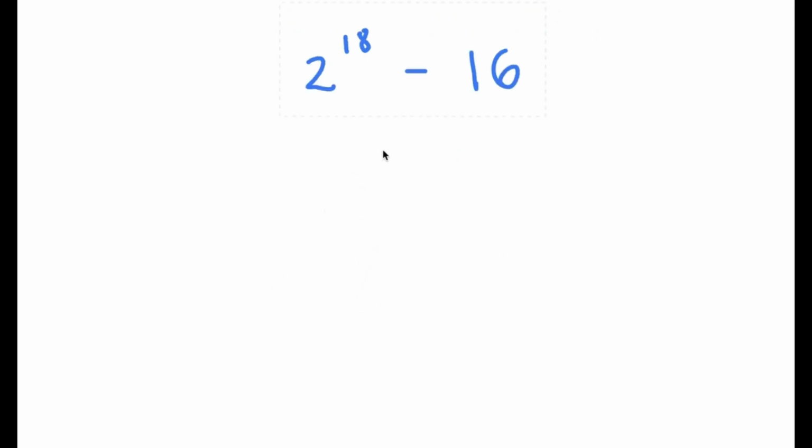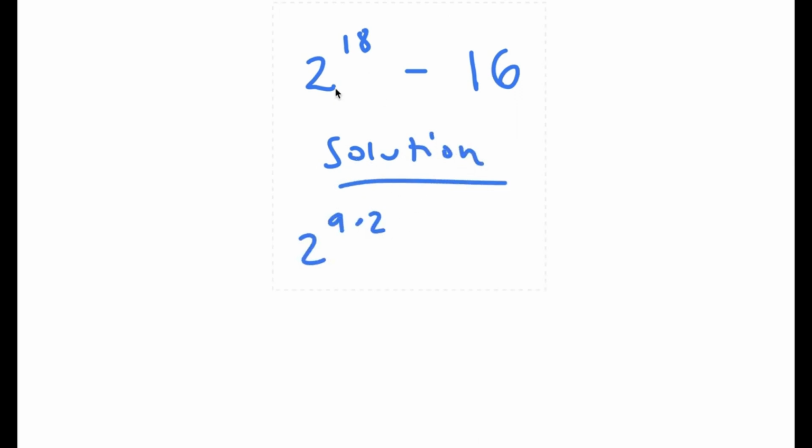All right, so in this problem, I have 2 to the power of 18 minus 16. To solve this, what I'm first going to do is rewrite 2 to the power of 18 as 2 to the power of 9 times 2, because 18 is equal to 9 times 2. So now I have 2 to the power of 9 times 2 minus 16.